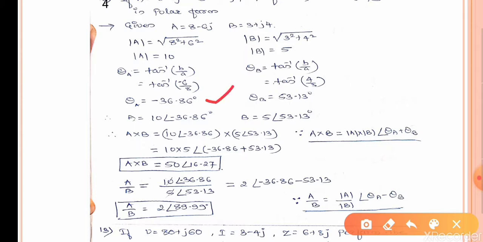Next you have to find out the magnitude of b. B is equal to square root of 3 square plus 4 square. Magnitude of b equal to 5. Next, theta b equal to tan inverse of b by a, that is equal to tan inverse of 4 divided by 3. So you will get theta b equal to 53.13. Now you have to perform the multiplication and division.